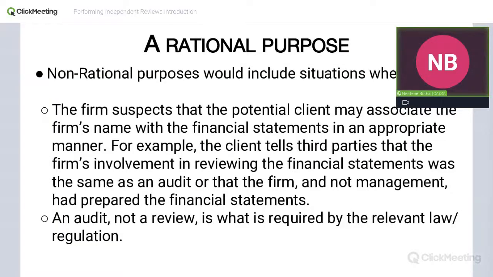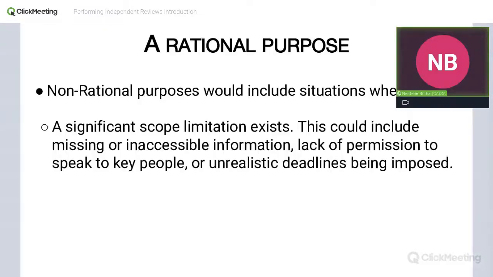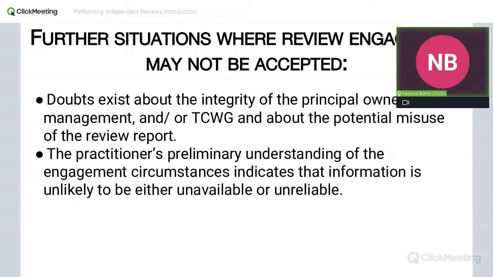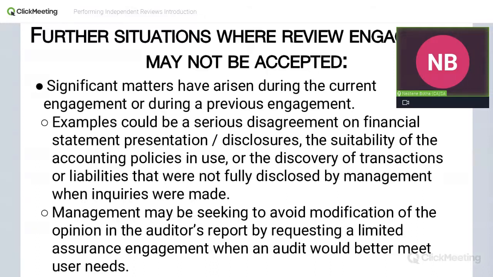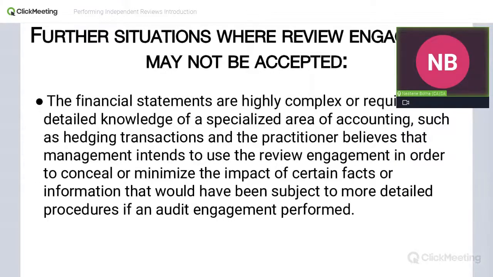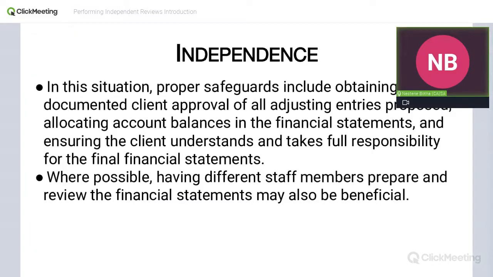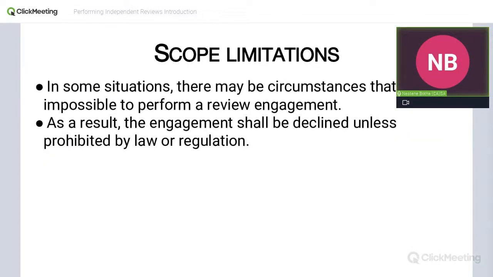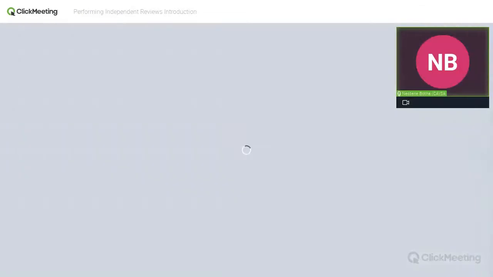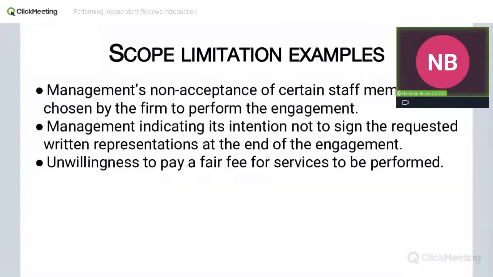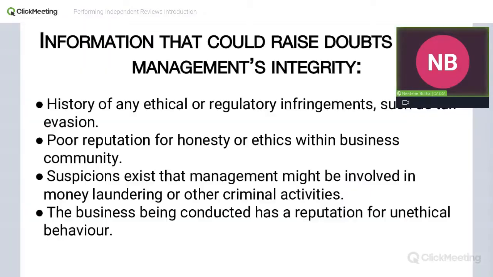We'll look at, for example, how to determine if our review engagement has a rational purpose and how that influences whether we can accept the review or not. We'll look at some examples where there won't be a rational purpose and we won't be allowed to accept the independent review. And then, of course, we will cover independence, scope limitations, and other ethical requirements. I will go through some scope limitation examples to make sure that you know exactly what to do in the various different scenarios that can arise in practice.